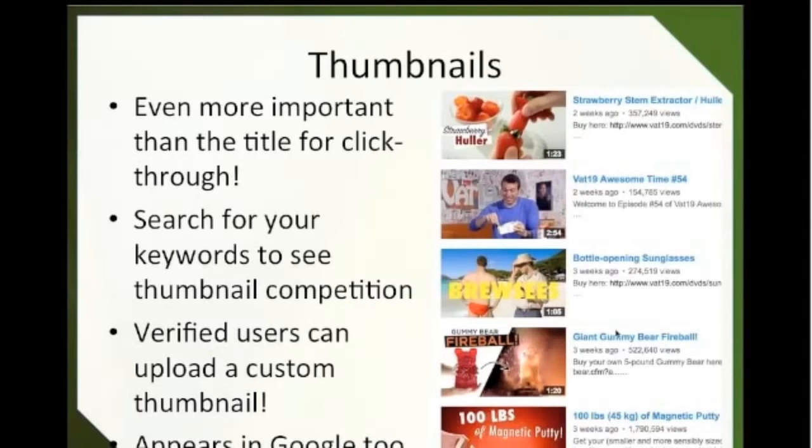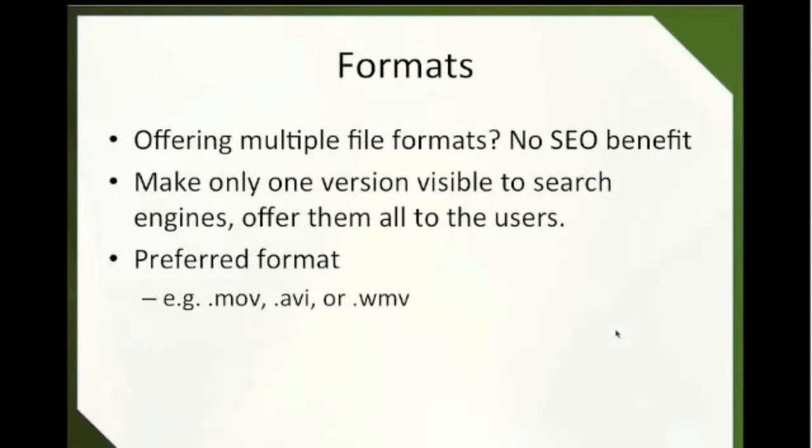You can upload your own custom thumbnail. You just have to have a verified YouTube account. So you just specify a mobile phone number, YouTube will send you a text message with the verification code, and you type that code into the YouTube site. Boom! Now you're a verified user, and you can upload custom thumbnails. It doesn't even have to be a frame from the video. It could be completely custom. You can add all sorts of graphics onto it, etc.